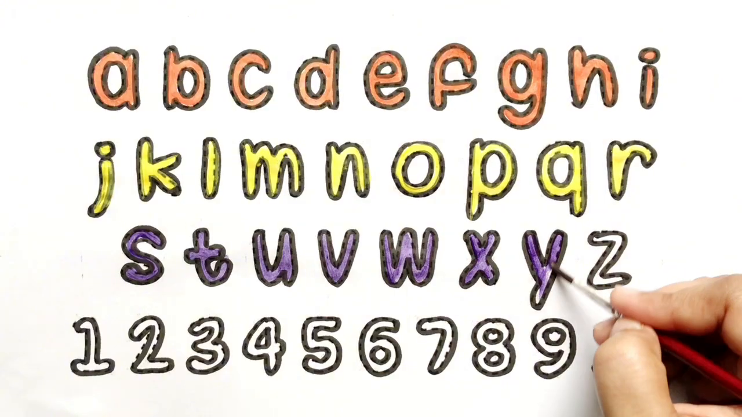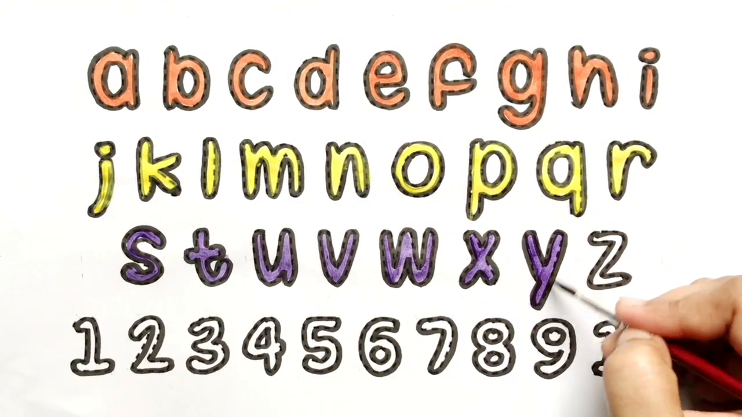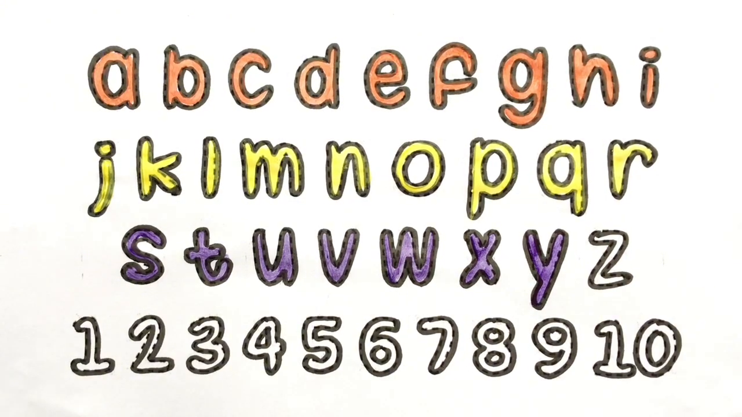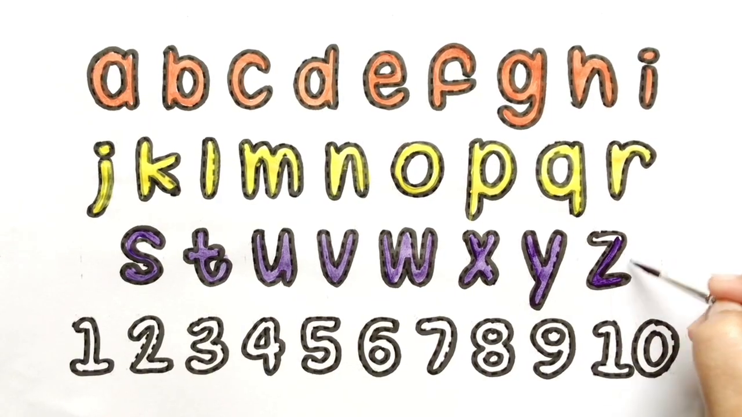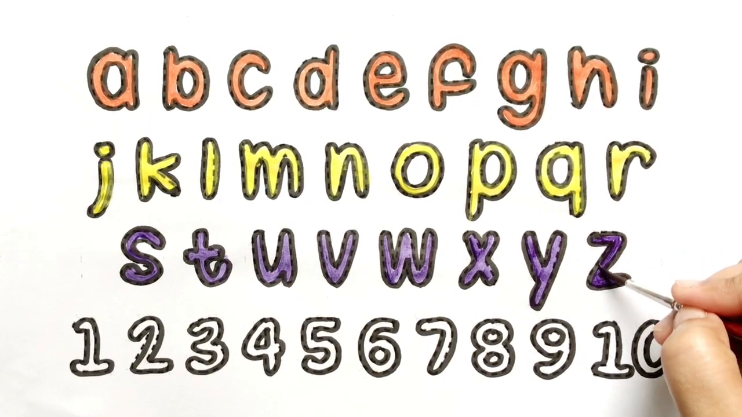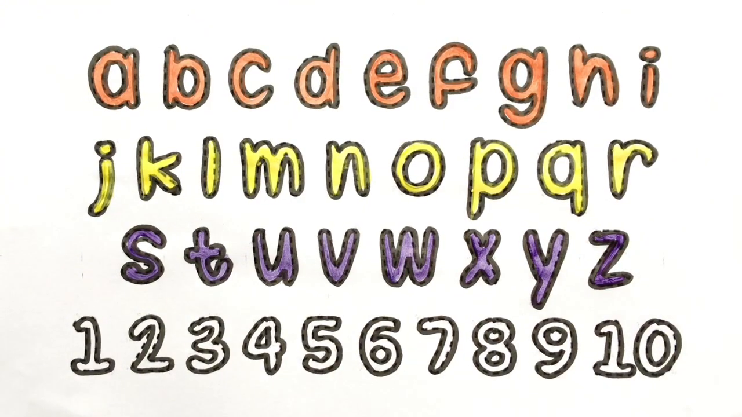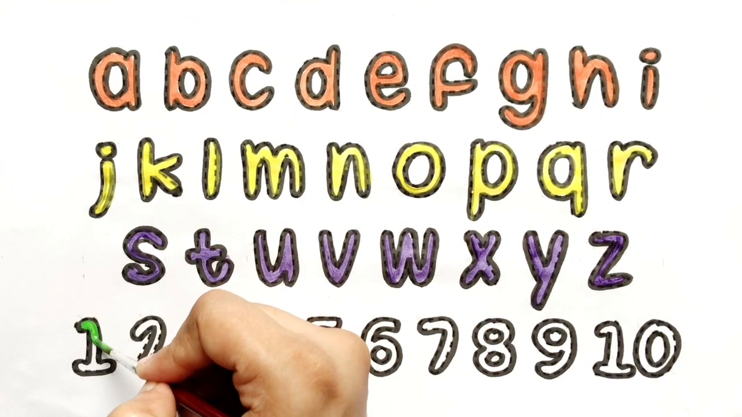A, B, C, D, E, F, G, H, I, J, K, And Z for zebra. Q, R, S, T, U, V, W. Let's counting. Light green color.